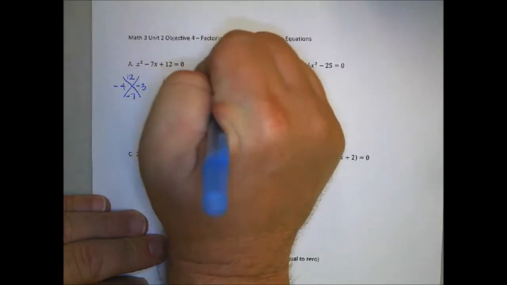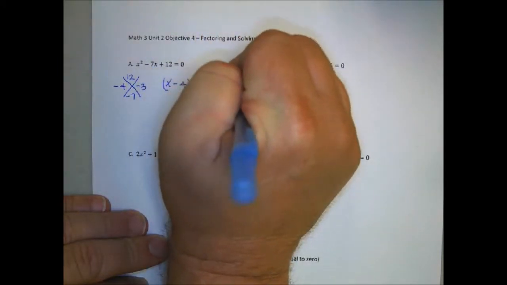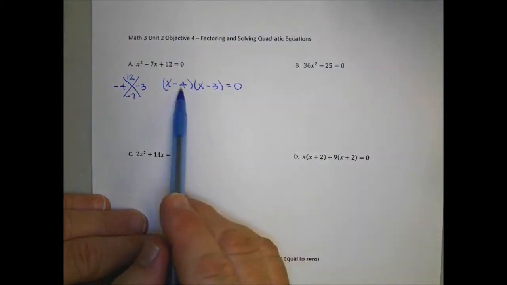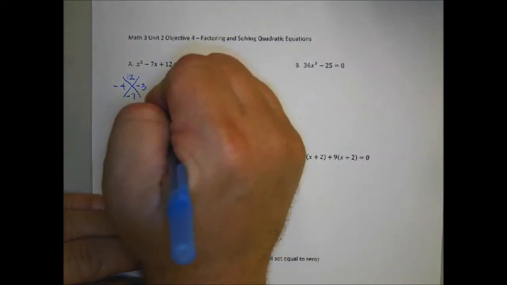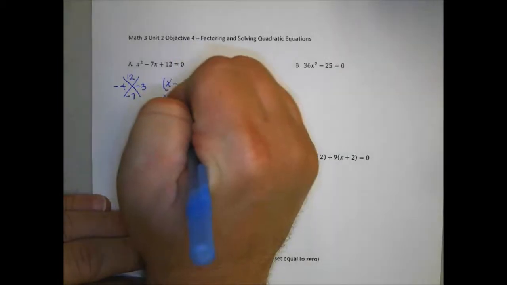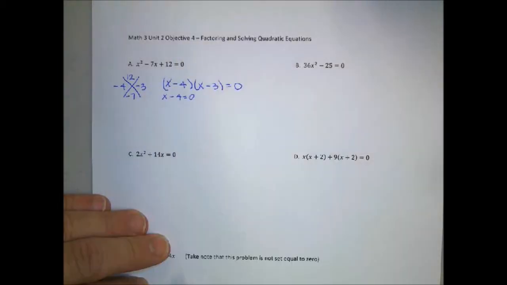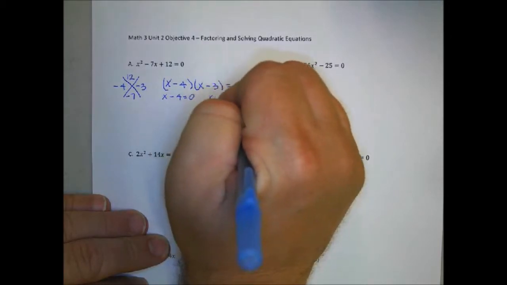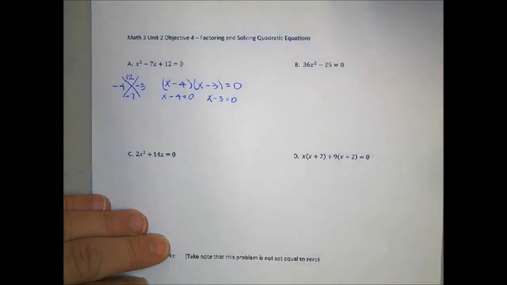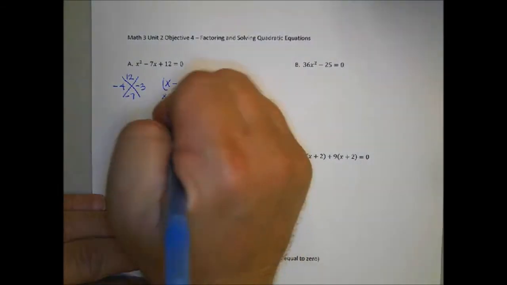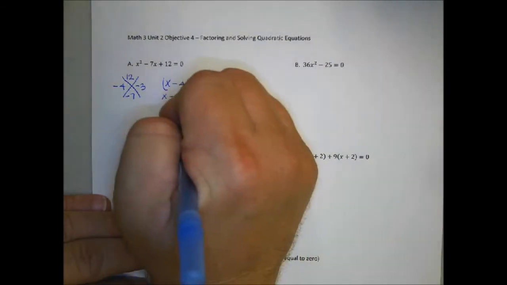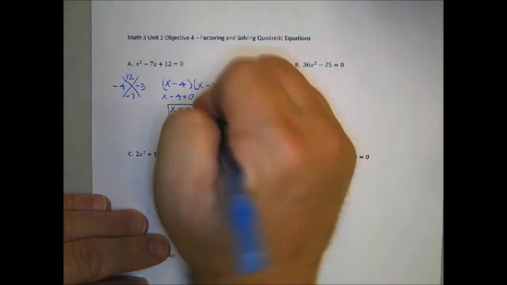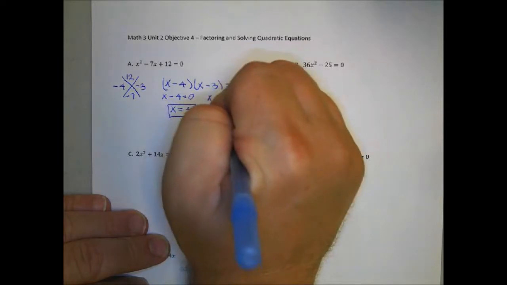Now we're going to set the problem equal to 0, like it's already equal to 0 right now, and make each little factor into its own equation. X minus 4 equals 0, and x minus 3 equals 0. And then solve each one of those little equations. The first one, add 4 to each side, and you get x equals 4. The second one, add 3 to each side, and you get x equals 3.